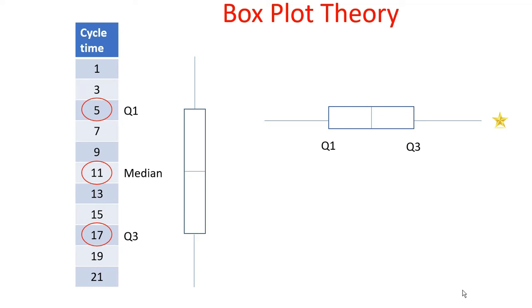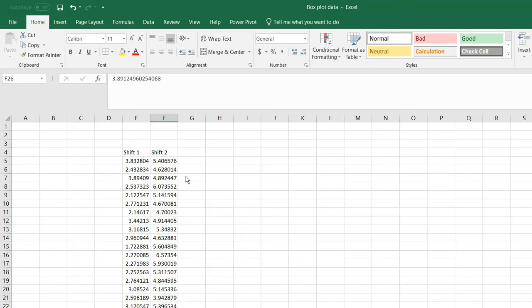Let us go to Excel sheet and understand how we can create box plots. So I have data of cycle time taken to process transactions by two different shifts in one process. So we need to figure out which shift is doing better. First I will tell you how to create a simple box plot by using data for shift 1.